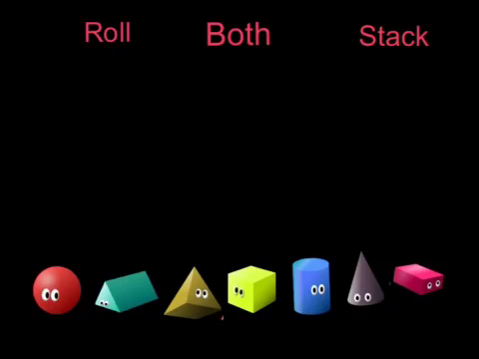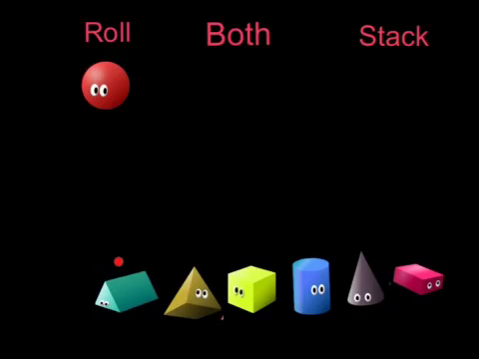So if a shape can roll, it means it's going to have a curved face. If it stacks, it means it's got to have a flat face. And some of these shapes might be able to do both, roll and stack. So let's get sorting. Our first one here is our ball, our sphere. So it's only got curved. So what could it do? It could only roll. It definitely wouldn't be able to stack.